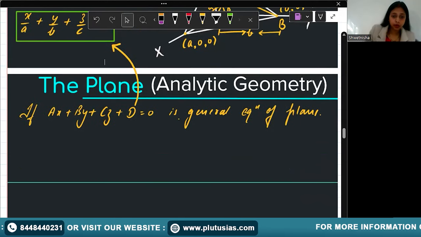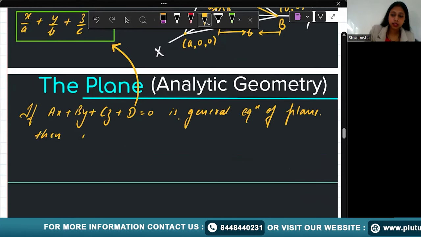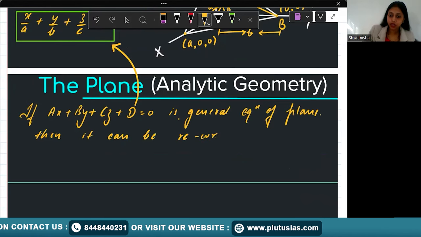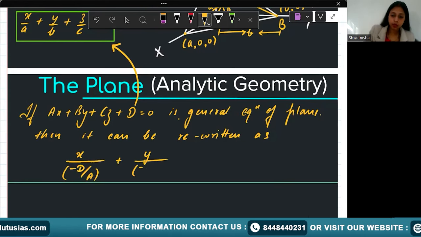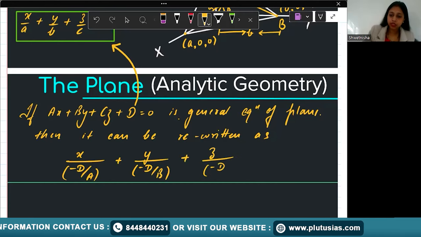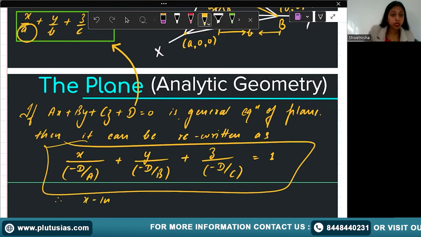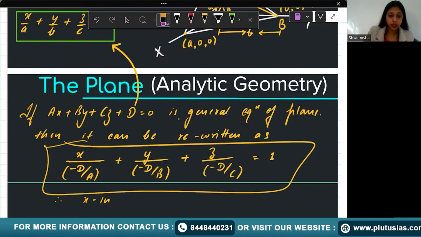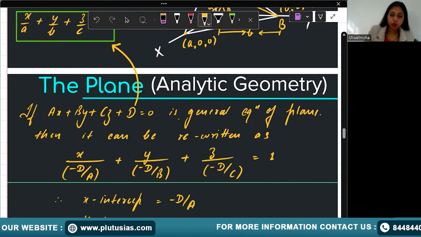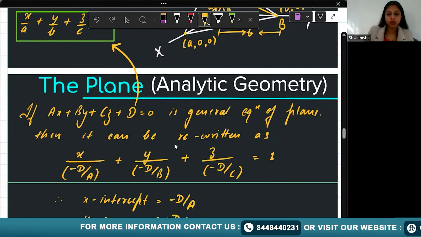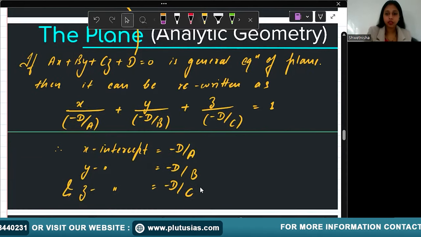How? This can be rewritten as X divided by minus D by A plus Y divided by minus D by B plus Z divided by minus D by C, that is equal to 1. Therefore, the X intercept is, and now you can make the comparison. This denominator is representing the intercept on the x-axis, similarly y-axis and z-axis. Therefore, x-intercept is minus D by A, y-intercept is minus D by B, and z-intercept is minus D by C.